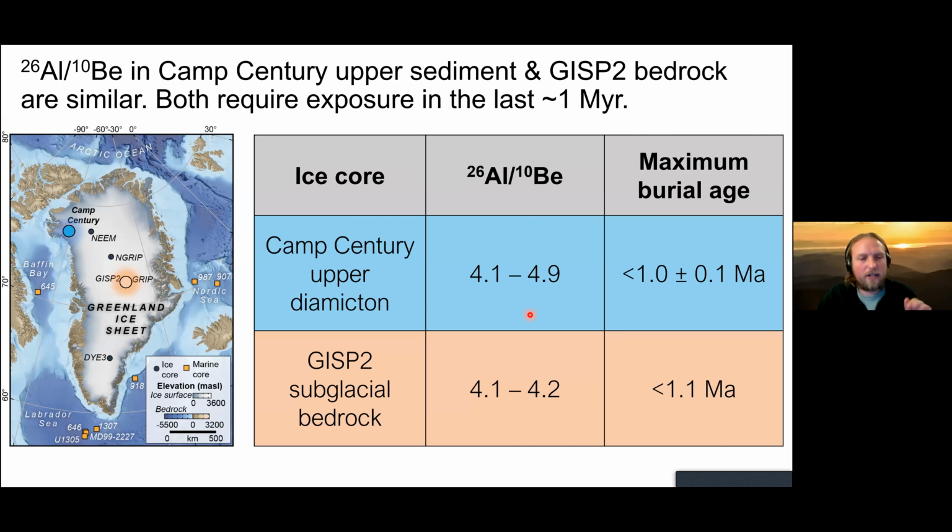And then one record that I want to compare specifically is that the aluminum-beryllium burial ages at Camp Century in that upper diamicton, as well as the subglacial bedrock from GISP-2, are very similar and both require exposure within the last 1 million years. So these two distant sites, between the northwest margin of Greenland at Camp Century and GISP-2 in the interior of the Greenland ice sheet below the present summit, both have maximum burial ages of less than 1 million years or so, suggesting that the entire ice sheet must have been largely absent within that time frame.